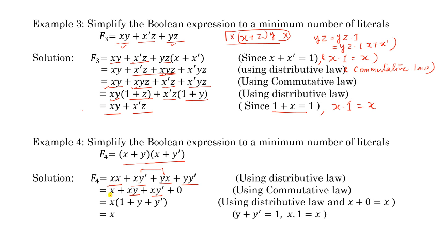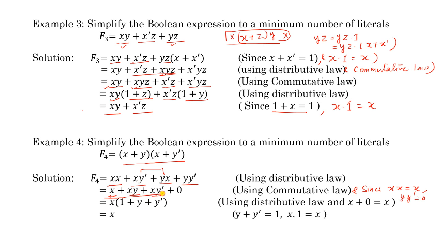Here you know xx equal to x, so you have written xx equal to x, and you have applied commutative law for these two, and y dash, you know y y dash this equal to 0. Okay, so now look at this.